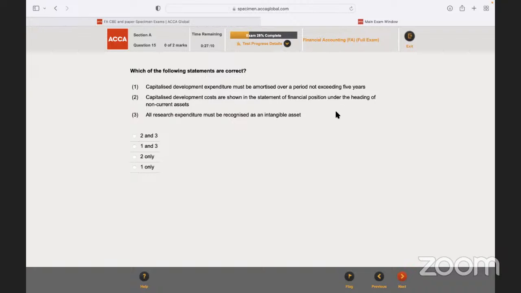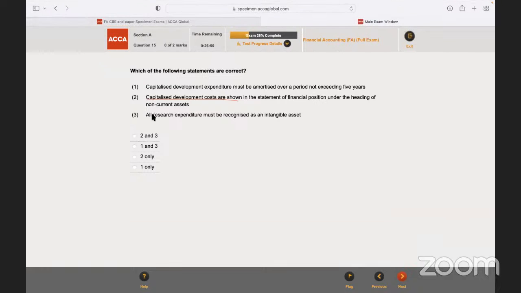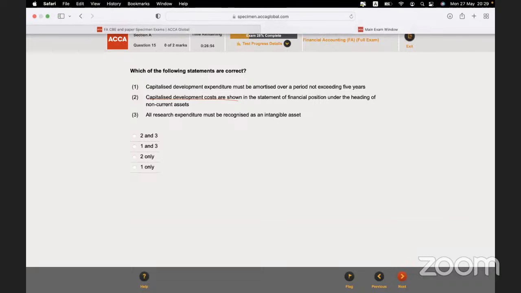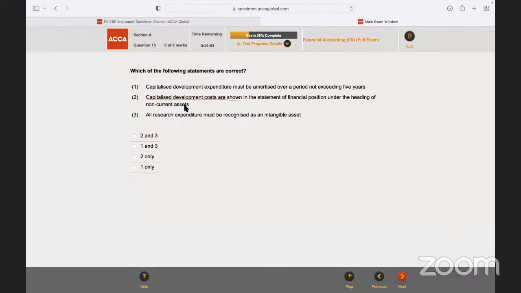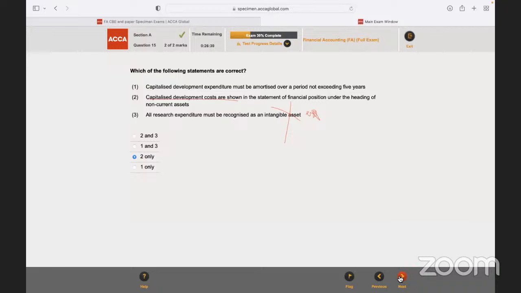Capitalized development cost is shown under non-current assets. That's true, guys. Normally, when something is considered a capitalized development cost, we consider it an intangible asset, so we show it under non-current assets. All research expenditure must be considered as an intangible asset. That's wrong. Normally research expense is not an asset. We consider it an expense. So therefore, the only correct answer is going to be option 2. Then, guys, let's go to the next one.